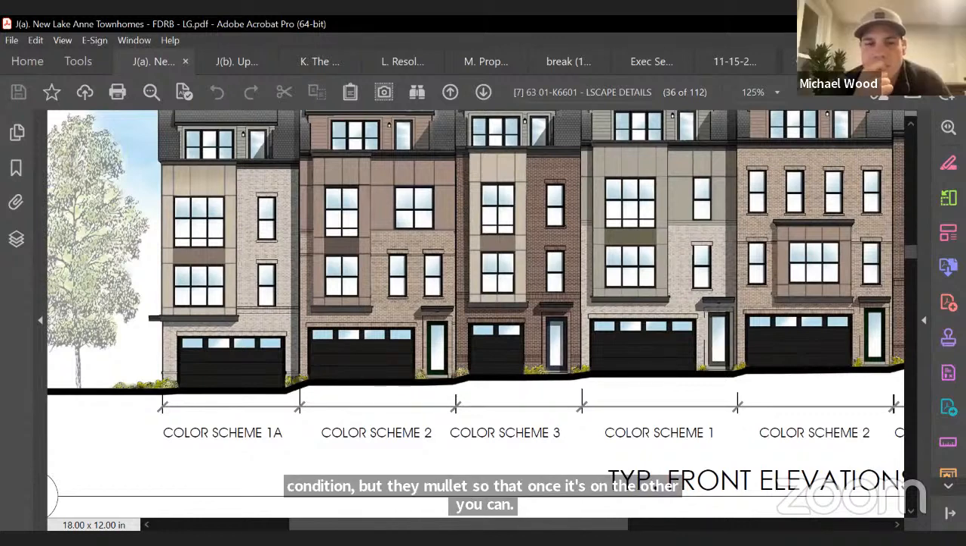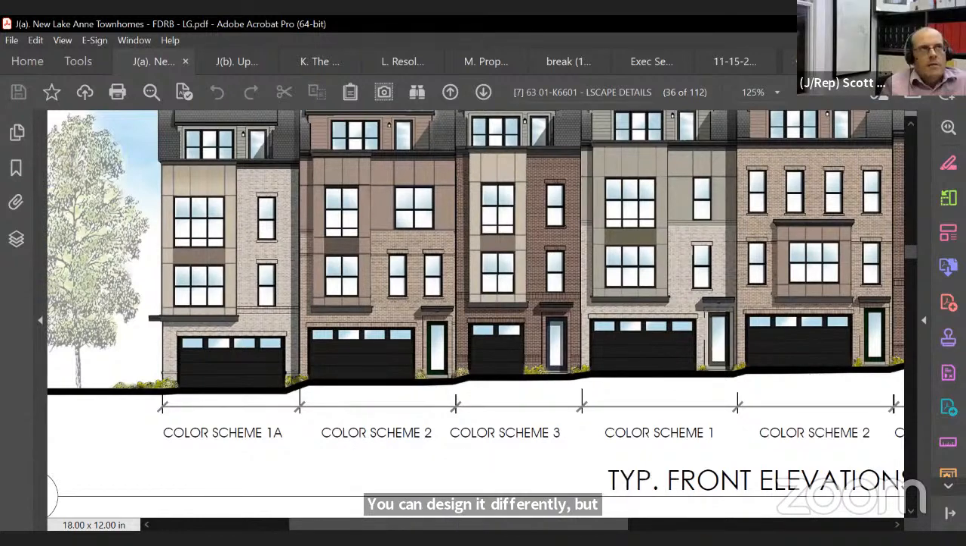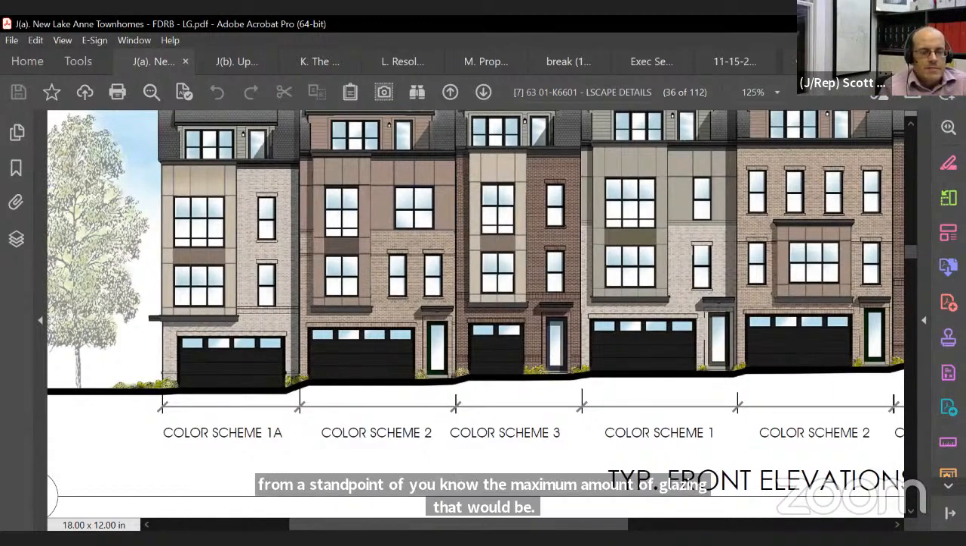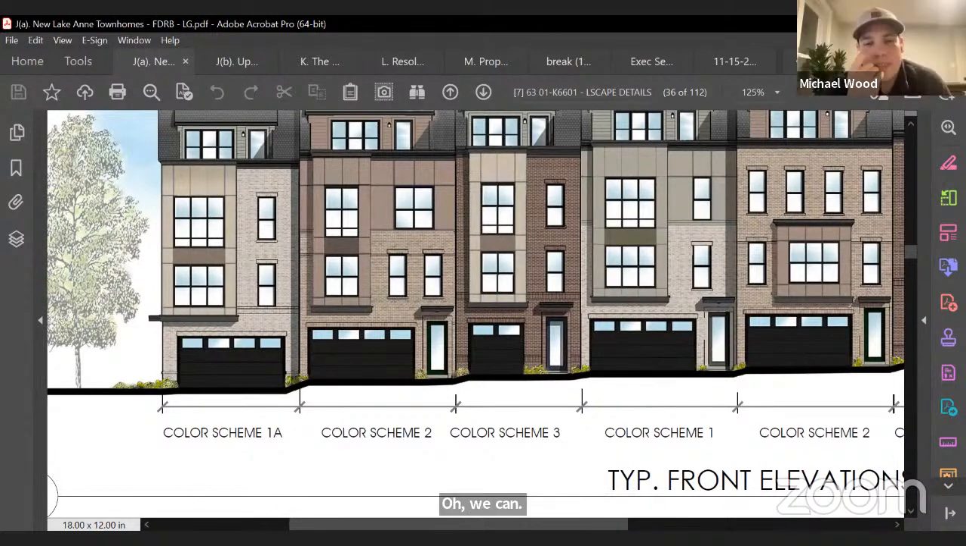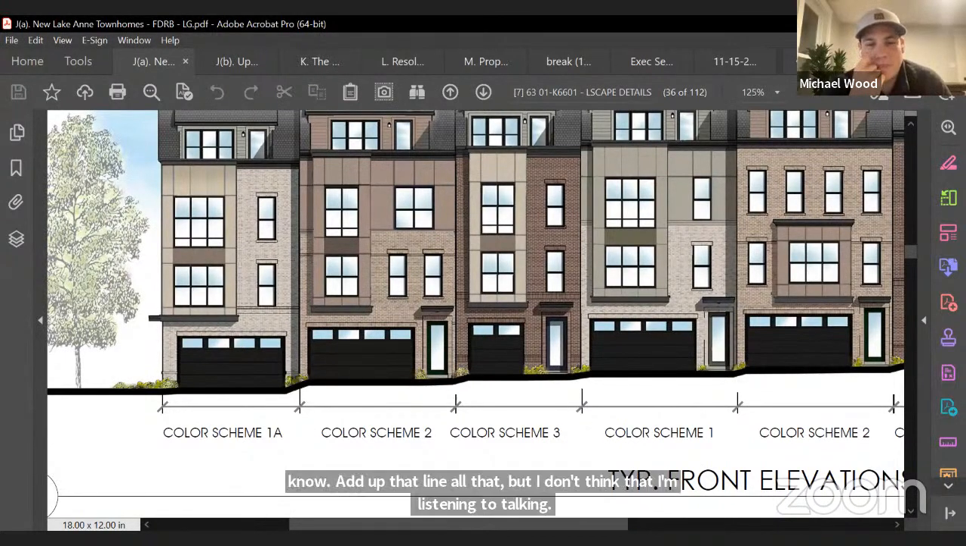From a standpoint of the maximum amount of glazing, that would be what you want to do. Because I could respond, oh, we can fatten up that line and all that, but I don't think that's your concern. Yeah, no, more glass the better.